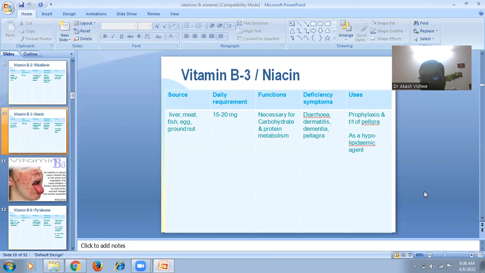Now here we are going to focus on the uses of niacin. We can use it in the prophylaxis and the treatment of a specific disease that is known as pellagra. And along with this, we can also use this vitamin B3 as a hypolipidemic agent. When the level of cholesterol increases, in that condition, we can use this.